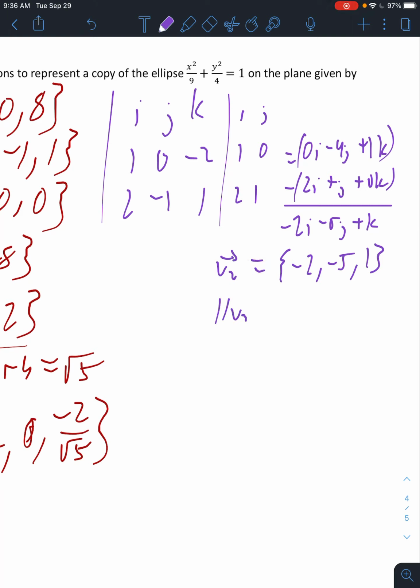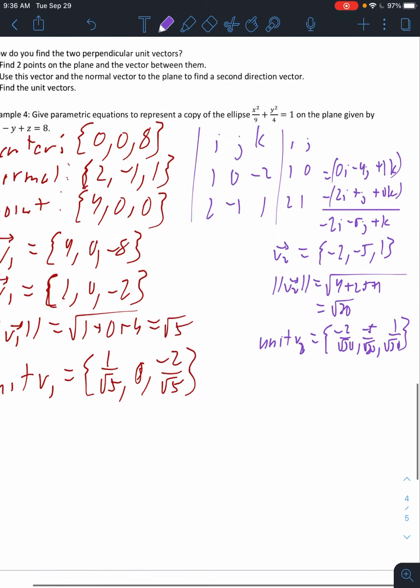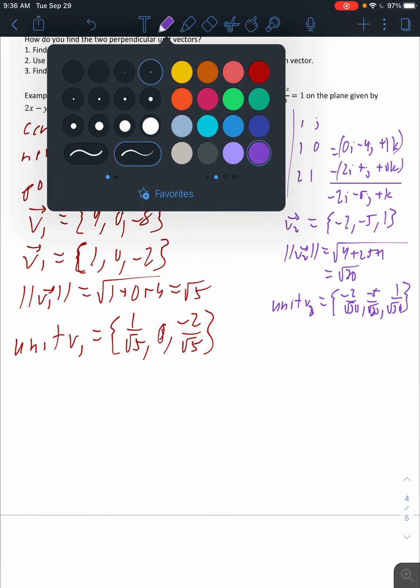So then I've got to find the magnitude of V2, which is the square root of 4 plus 25 plus 1. So that'd be root 30. So my unit V2 is -2 over root 30, -5 over root 30, and 1 over root 30. And that's pretty much it. Now we can write our vector ellipse equation out.